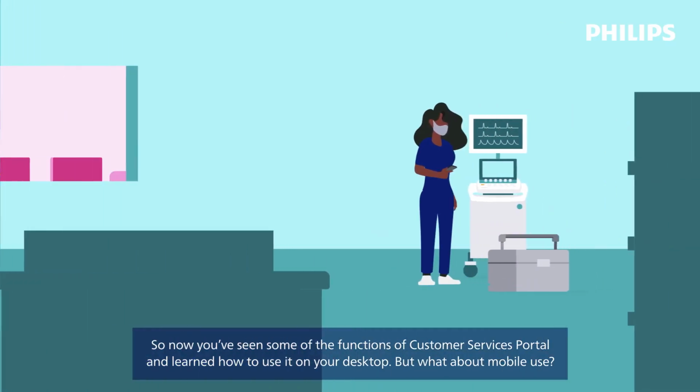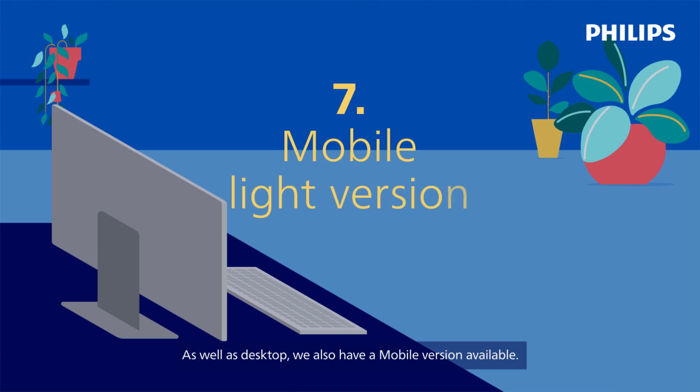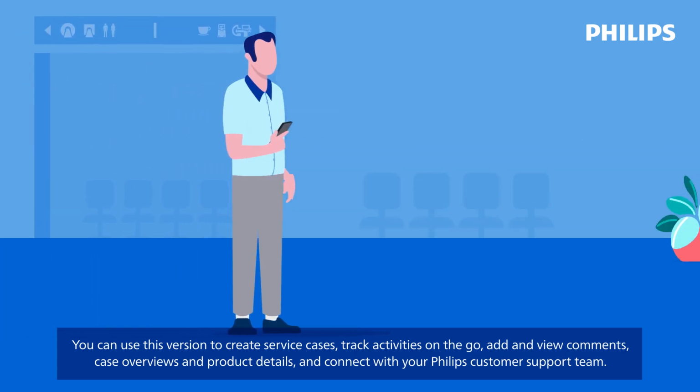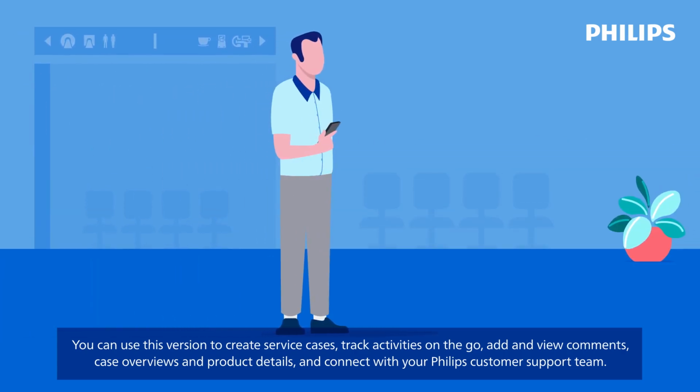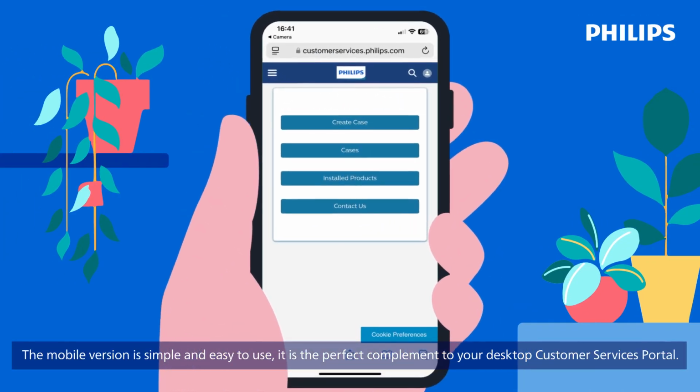So now you've seen some of the functions of the Customer Services portal and learned how to use it on your desktop. But what about mobile use? As well as desktop, we also have a mobile version available. You can use this version to create service cases, track activities on the go, add and view comments, case overviews, and product details, and connect with your Philips customer support team. The mobile version is simple and easy to use. It is the perfect complement to your desktop customer service portal.